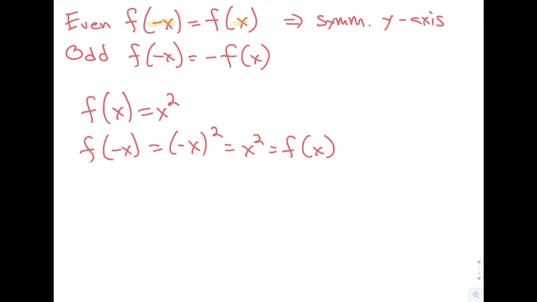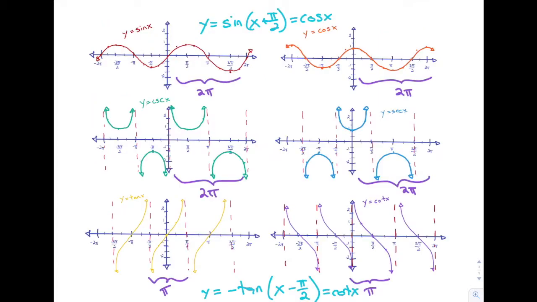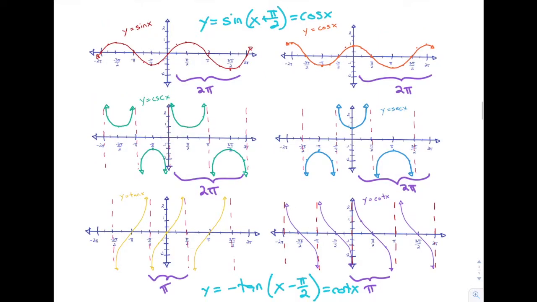So for our trigonometric functions, we should think about which ones are symmetrical about the y-axis. Looking back at our graphs, I think it's easy to see which ones are symmetrical about the y-axis: cosine and secant. Sine, cosecant, tangent, and cotangent are all not symmetrical about the y-axis. So let's do a little bit of algebra just to confirm that our suspicion is true.